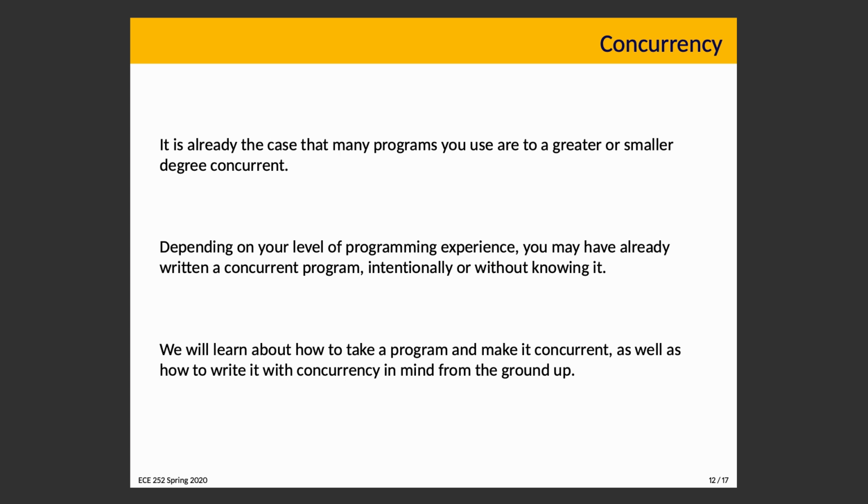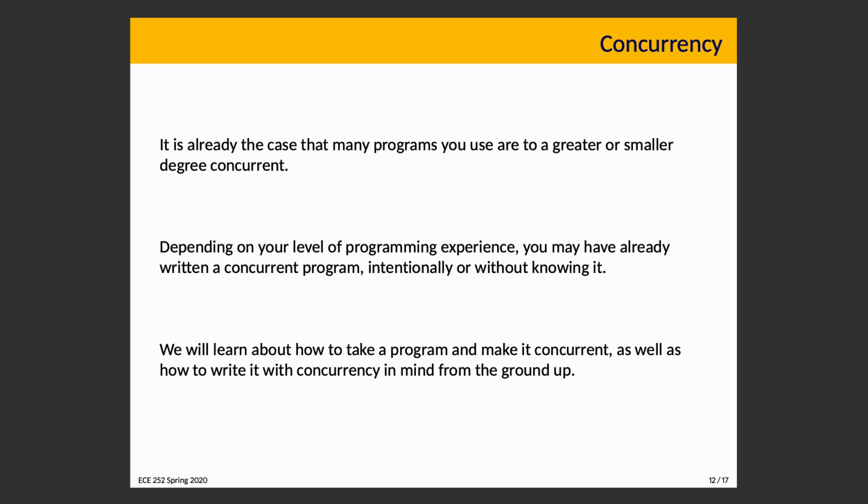Now, it is to a greater or lesser extent already the case that many of the programs that you already use are somewhat concurrent. Depending on your level of programming experience, you may have already written a concurrent program, either intentionally or without knowing it. If you've ever written something like an Android application where you do some background tasks, contacting over the network, a background task is an example of concurrency in your program. If you have somewhat less experience, then the model is something like ECE 150, Introduction to Programming. Everything is sequential, in which case this is somewhat new.